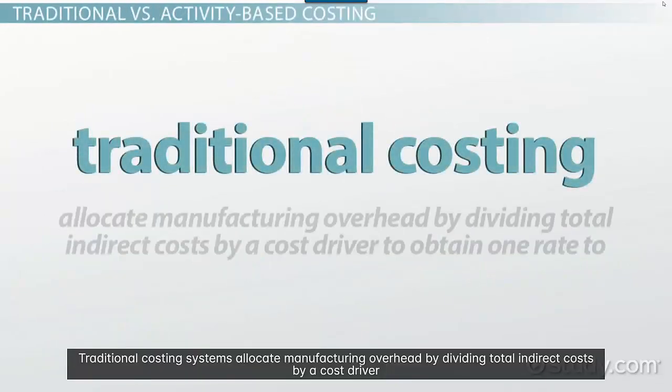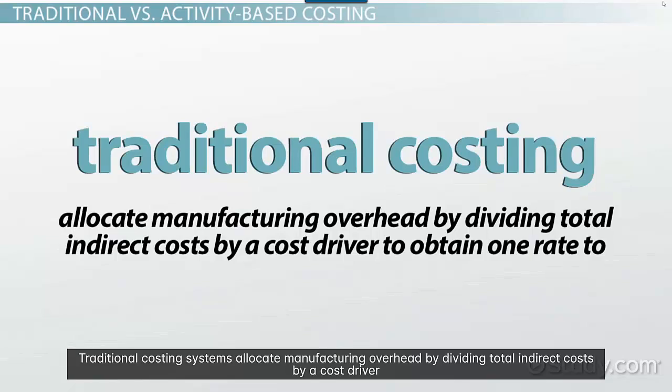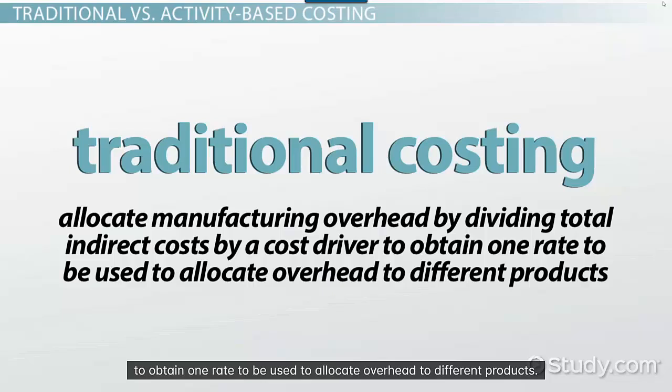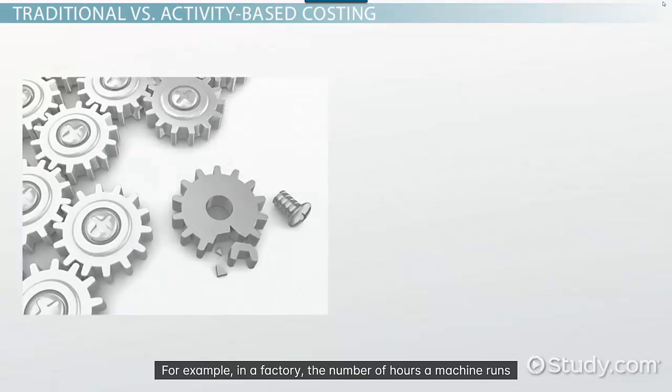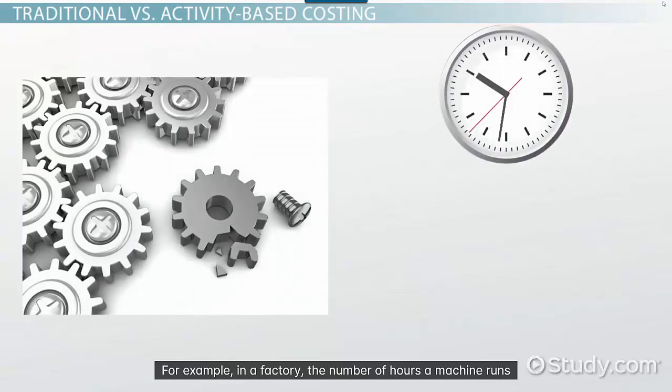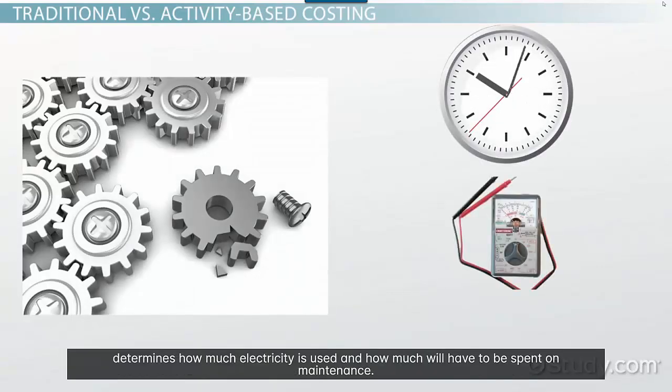Traditional costing systems allocate manufacturing overhead by dividing total indirect costs by a cost driver to obtain one rate to be used to allocate overhead to different products. A cost driver is an activity that controls the amount of costs incurred. For example, in a factory, the number of hours a machine runs determines how much electricity is used and how much will have to be spent on maintenance.